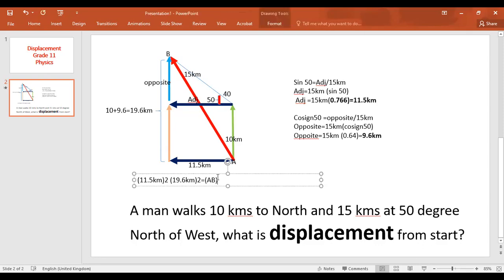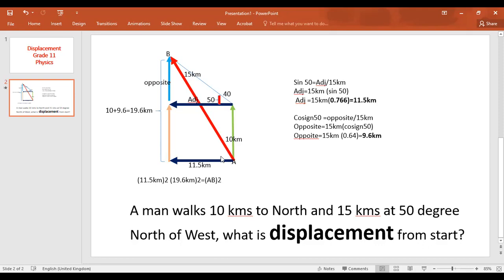This is using the right angle triangle, Pythagoras theorem. I think that's Pythagoras theorem, if I'm not mistaken. Right? A square plus B square is equal to C square for this triangle. Now, we're looking for the distance between A and B, that's the displacement, and we need to calculate the angle.